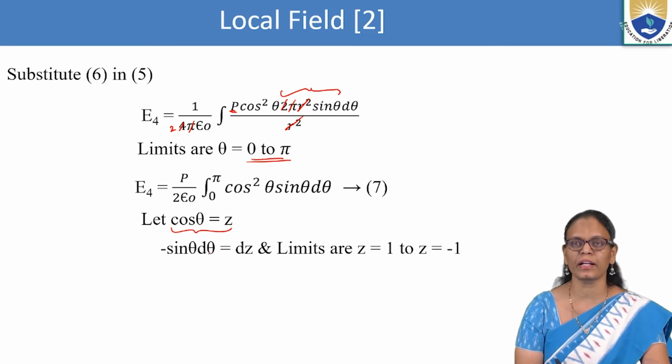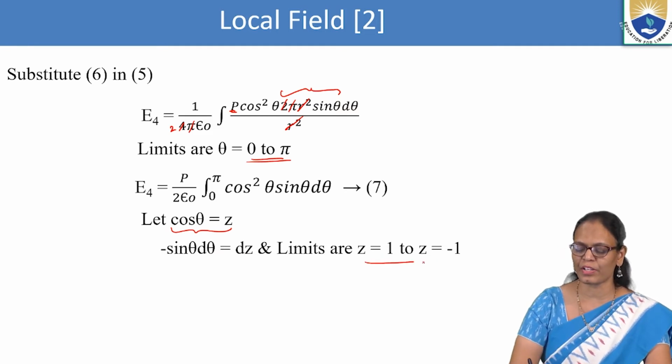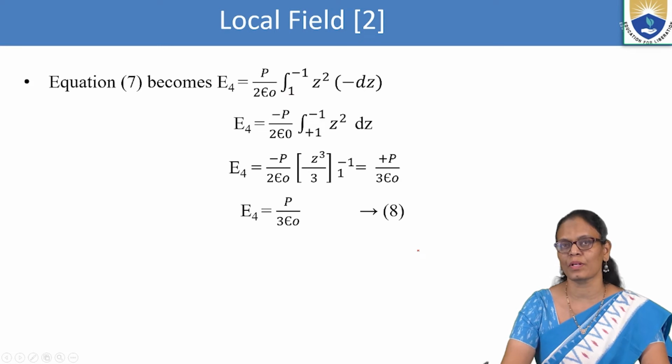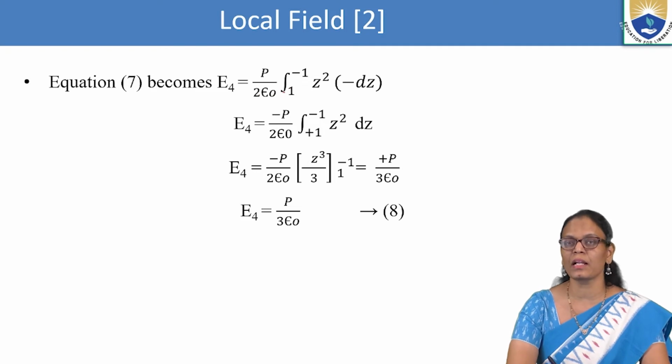Minus sin theta d theta will be equal to dz, and the limits also will vary from 1 to minus 1. So 0 to pi, if you substitute, you will get the limits from 1 to minus 1. So how are we going to write it now? E4 will be equal to P by 2 epsilon naught integral 1 to minus 1 z square minus dz.